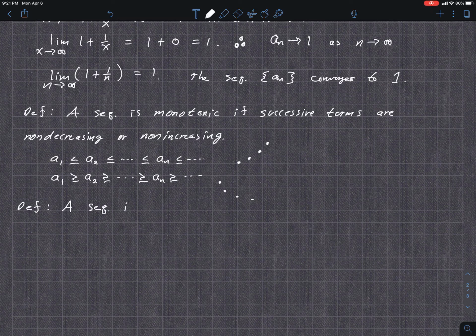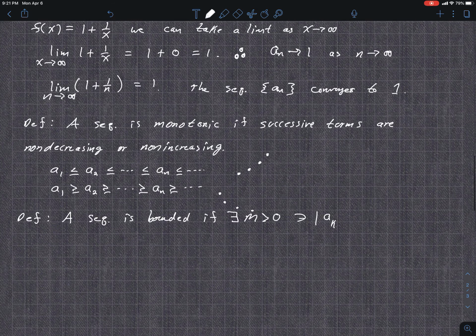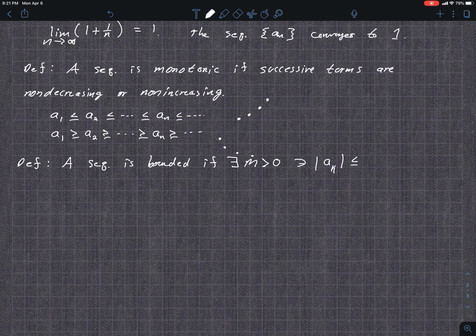Next definition is bounded. We say a sequence is bounded if there exists m, which is a positive real number, such that the absolute value of a sub k is less than or equal to m for all k.